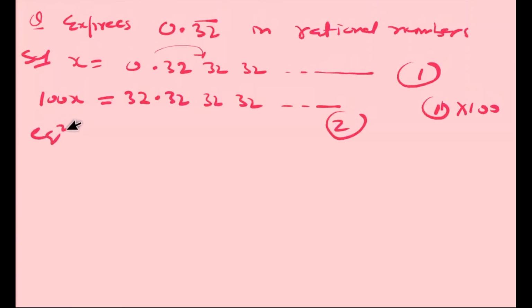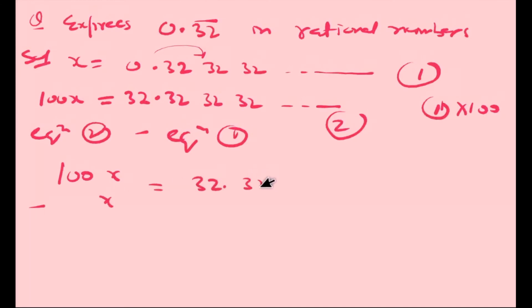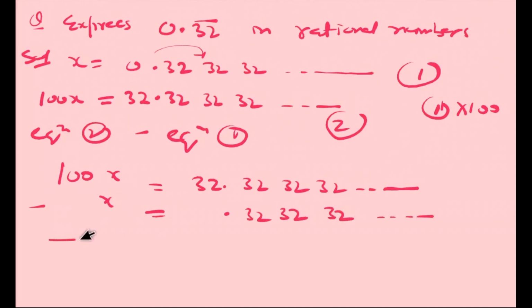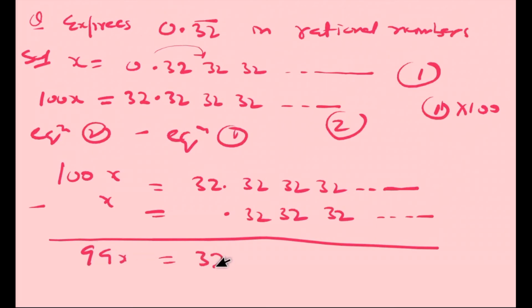Now equation 2 minus equation 1. What do we get here? 100x minus x, 32.323232 and so on, minus 0.323232 and so on. When subtracting, we get 99x equal to 32.00. So what is the value of x? That is 32/99. This is your answer.